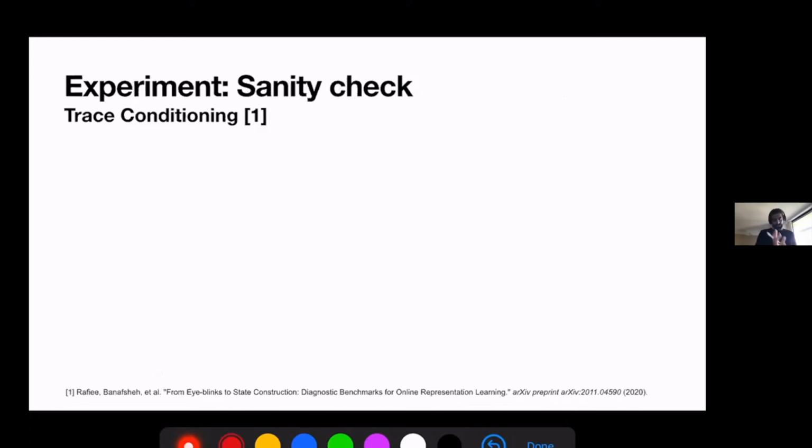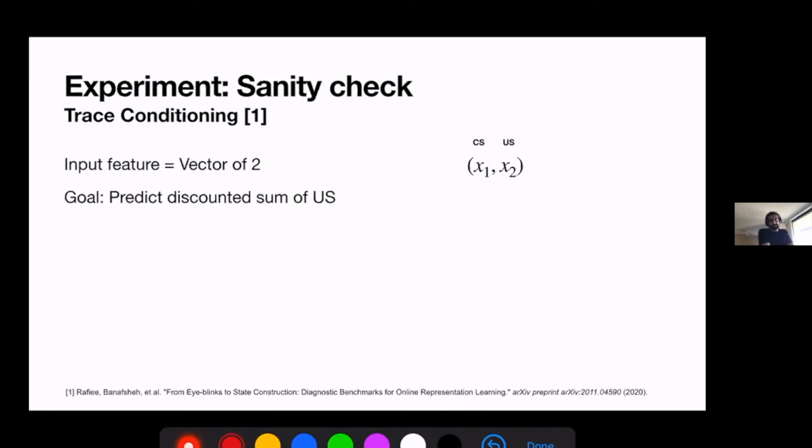So let's use this fairly simple algorithm to do some sanity checks. I'm going to test this on a problem that requires some memory. It's called trace conditioning. This is from a paper that Banafshi et al. recently submitted to arXiv, and this is the simplest possible experiment in this paper. So my input feature is just a vector of 2 values. The first value is called CS, or conditional stimulus. The second value is called US, or unconditional stimulus. And the goal is to predict the discounted sum of the US.